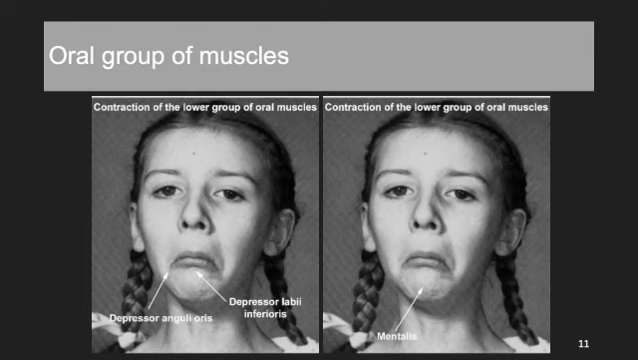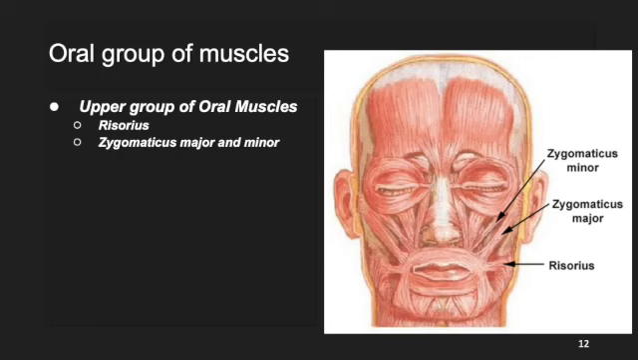So looking at the upper group of muscles around the mouth, the muscles we're looking at here are the risorius and the zygomaticus major and minor. So with these, really simple again. Just understand that risorius is going to be the more horizontal or more transverse plane muscle that's featured. Zygomaticus minor and major are going to be more of an angled muscle upwards towards the cheekbone or towards the zygomatic arch. That's why they're named zygomaticus. They attach to the zygomatic arch.